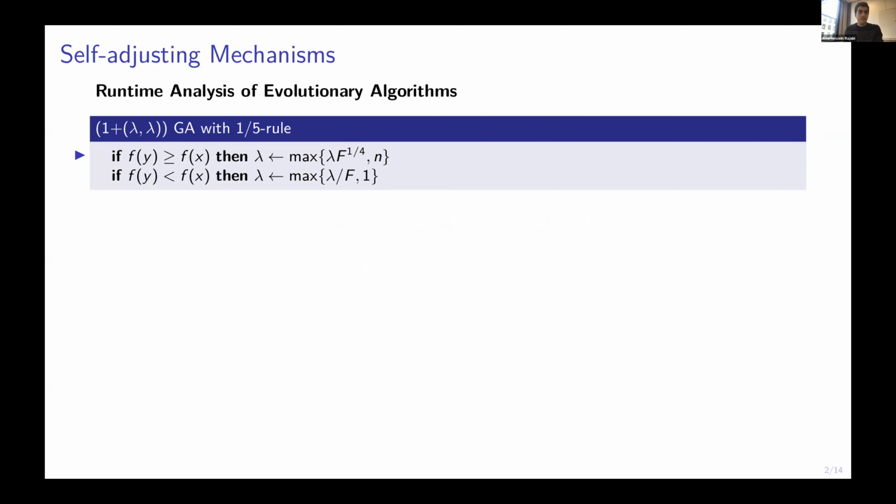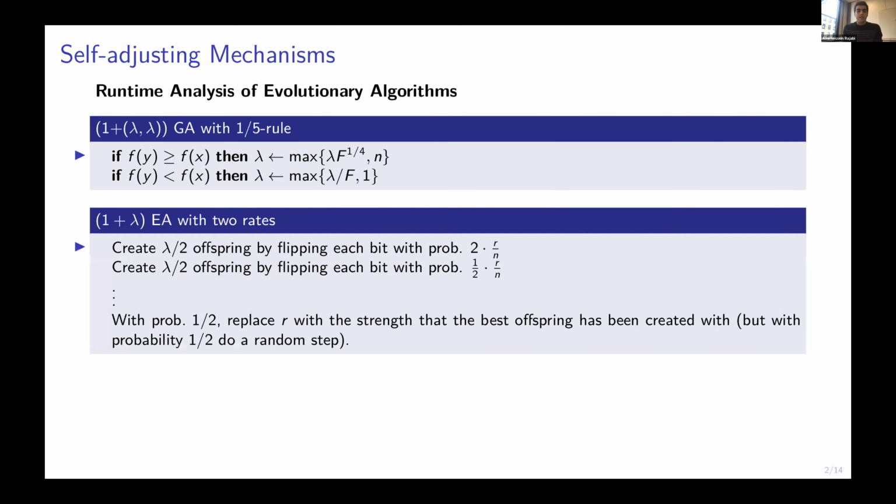As you can see on the slide, when the algorithm makes an improvement, it increases the parameter lambda, otherwise it decreases that parameter. Another self-adjusting algorithm, the 1 plus lambda EA with two-rate, creates half of the offspring with one rate and the other half with a different rate. And then it adjusts the mutation rate to the one used by the fittest offspring with some probability.